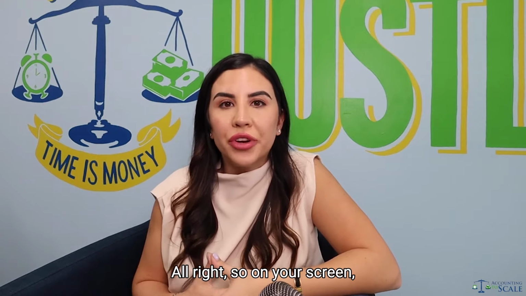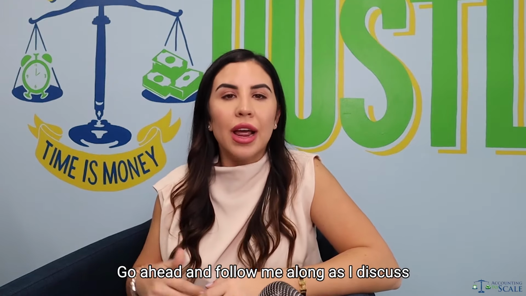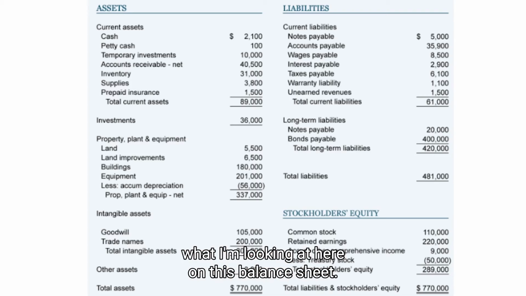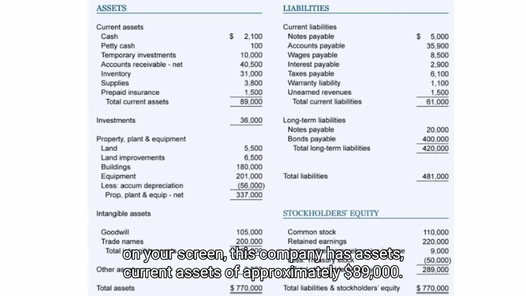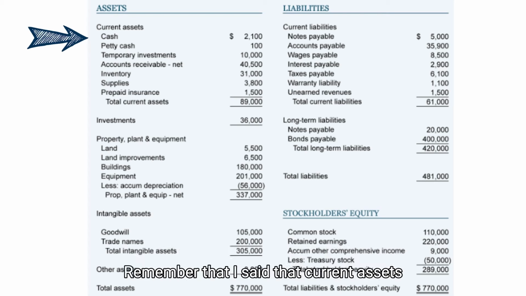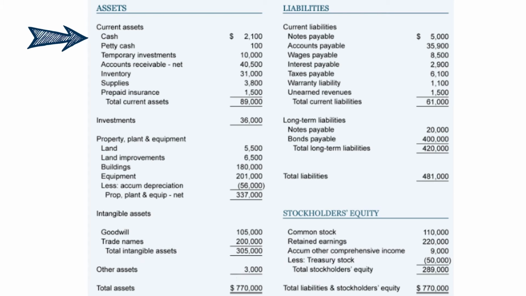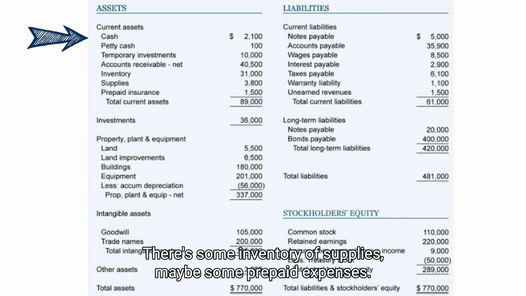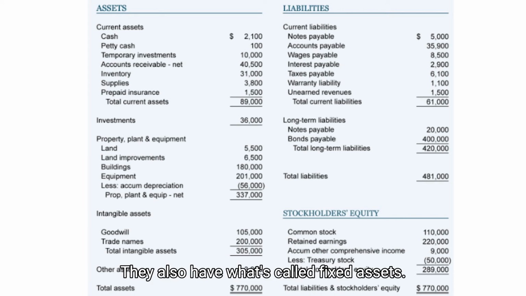All right, so on your screen, we're gonna put the balance sheet of a fictitious company. Go ahead and follow me along as I discuss what I'm looking at here on this balance sheet. All right, so the balance sheet you see on your screen, this company has current assets of approximately $89,000. Remember that I said that current assets are assets that can be liquidated within 1 year. Cash, petty cash, inventory can be sold. There's some inventory of supplies, maybe some prepaid expenses.